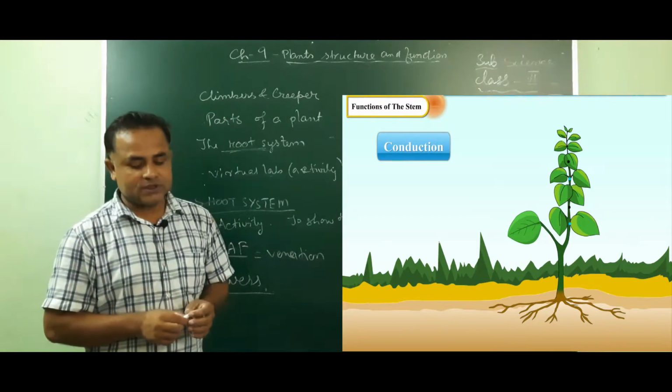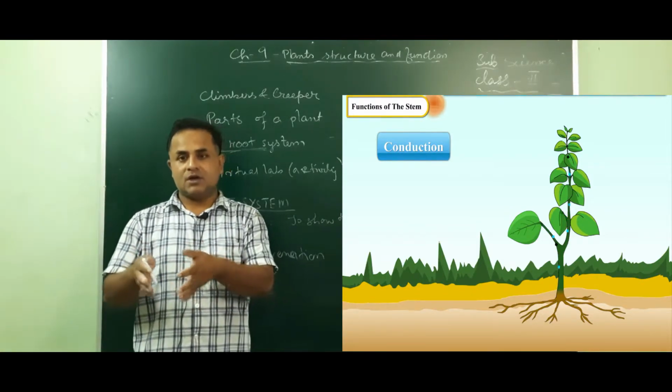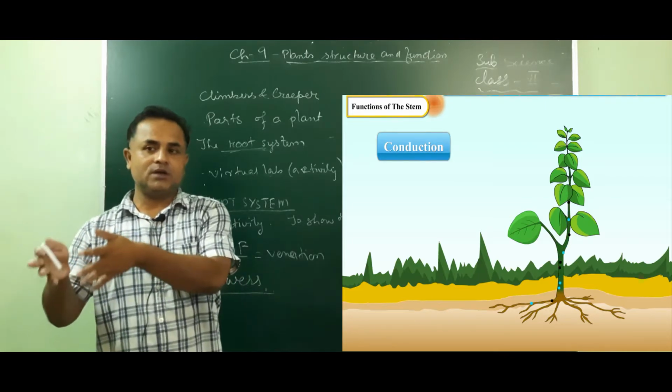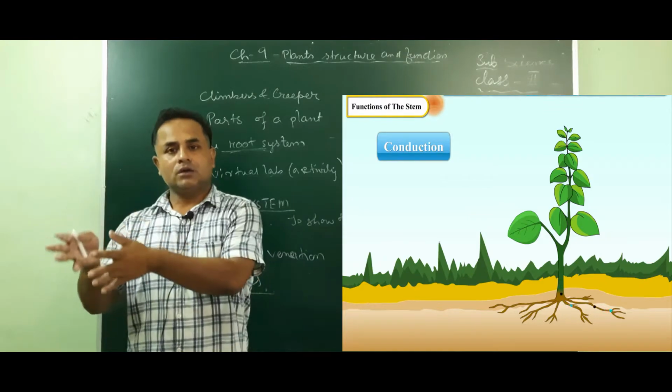Some plants store food in the stem. Some plants reproduce through their stems. From the stems, leaves are also produced from a special part. Sometimes we call it the nodes.